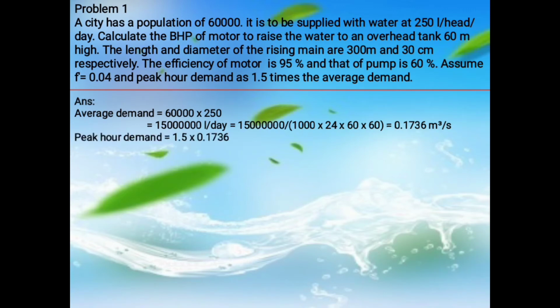Then, in the question given, the peak hour demand or maximum demand may be taken as 1.5 times the average demand. And if this maximum demand is not given, assume this value. That is, in the variations of rate of demand, the maximum daily demand may be taken as 1.8 times the average and the maximum hourly demand may be taken as 1.5 times the average demand.